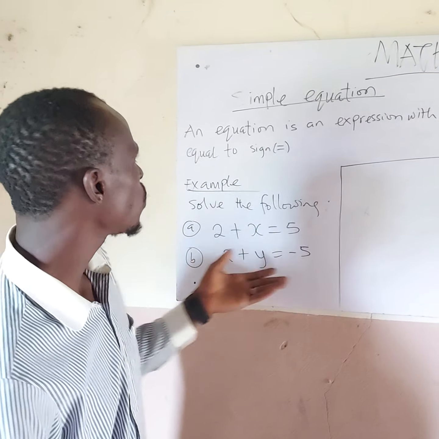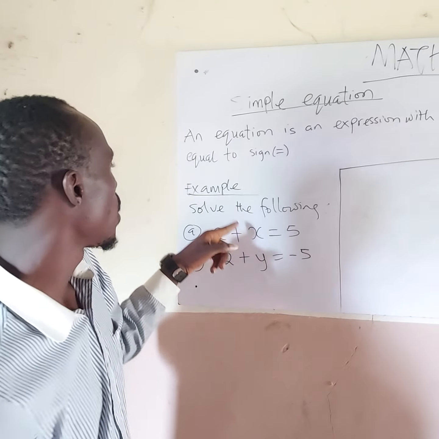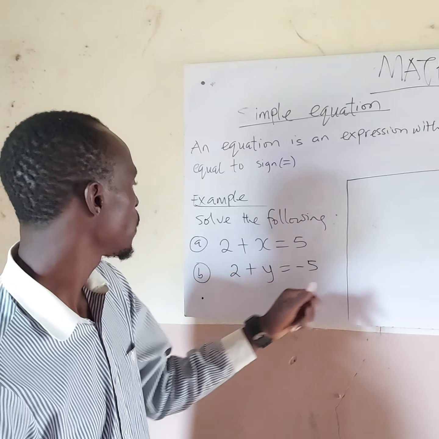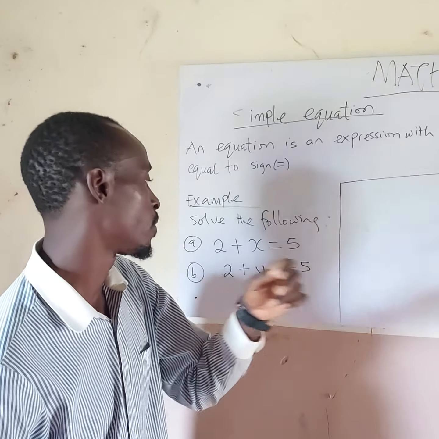So how do we solve? This is a very simple equation. You have something like this, solve the following. You have A, 2 plus x equal to 5. You have B, 2 plus y equal to minus 5.